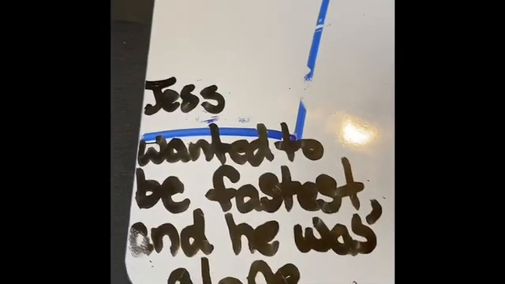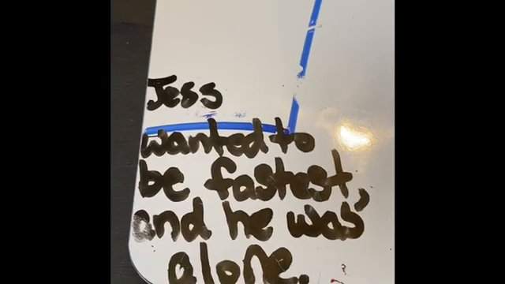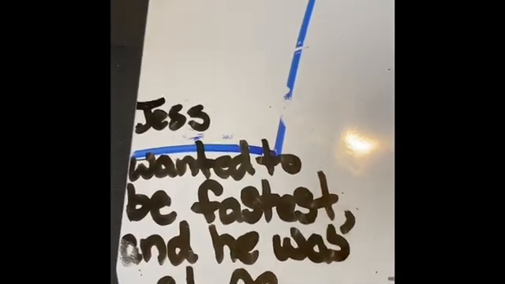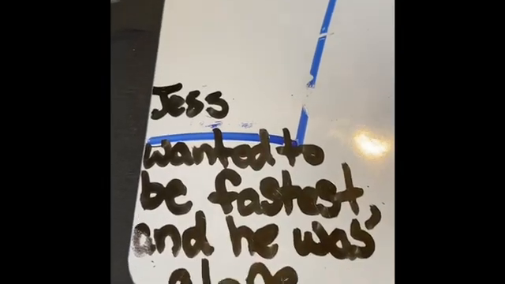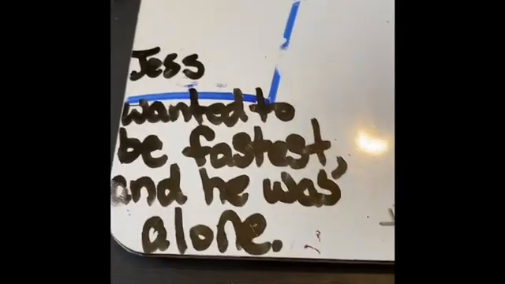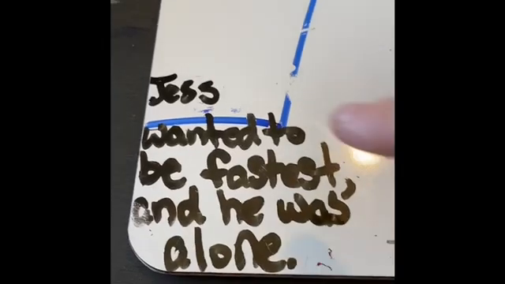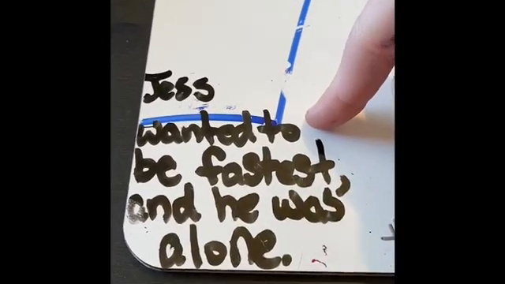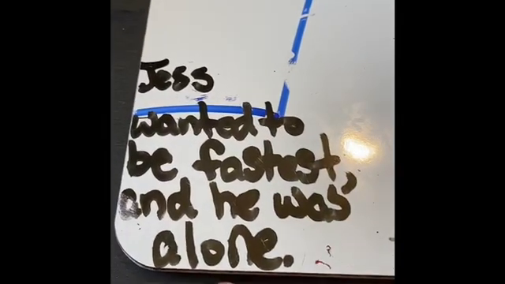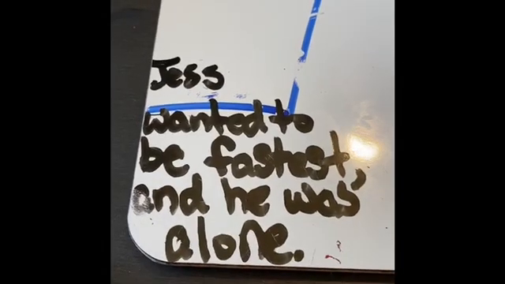Okay, if you're watching, you've got your plot diagram right in front of you. Let's review it before you turn it in. At the beginning of the book, when we first started this plot diagram, we introduced a character, Jess, and his main conflict. We decided there were 2 at the beginning. Jess wanted to be fastest, and he was alone. He didn't have anyone. So that was our first conflict before we started talking about his fears.